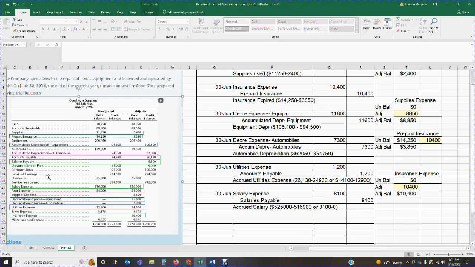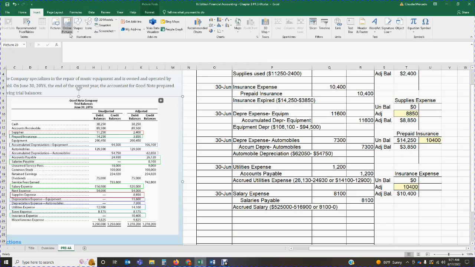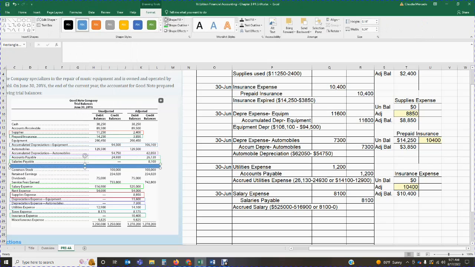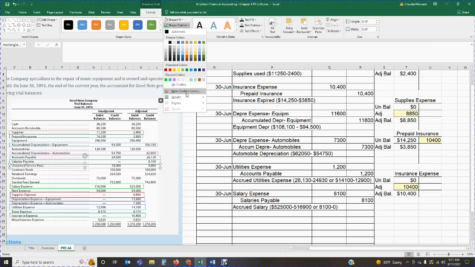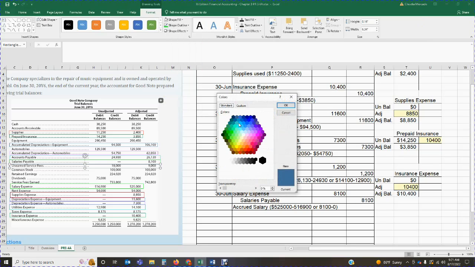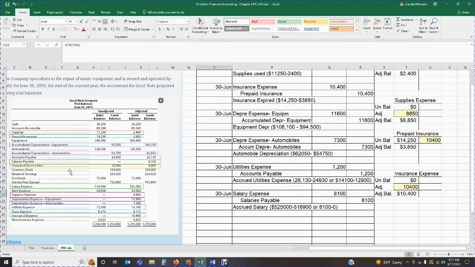The next one we have is unearned service fees. In our unearned service fees, we had a credit balance of $18,000. Now we have a balance of $9,000. My unearned service fee went down from 18 to 9, which is 9,000.